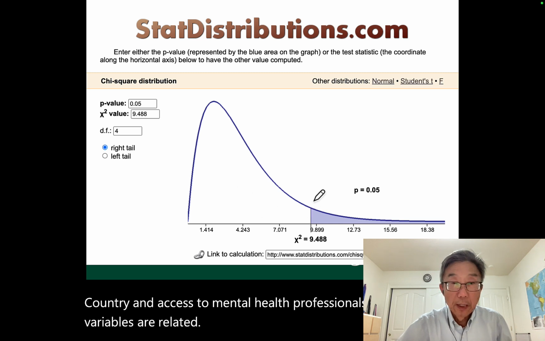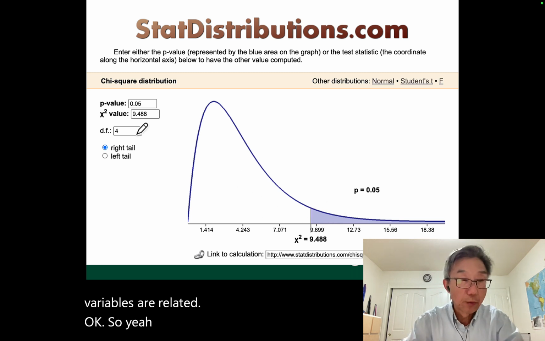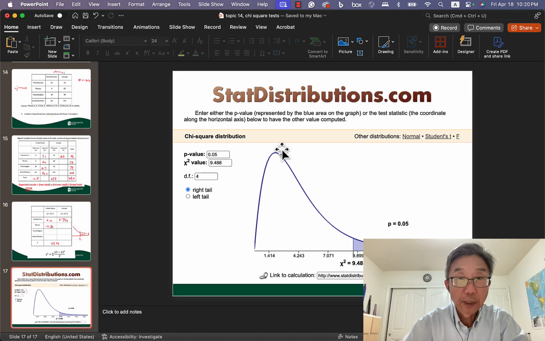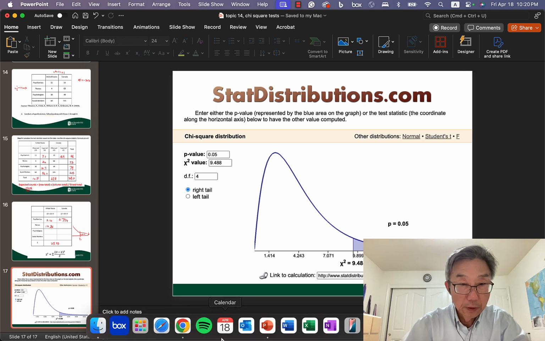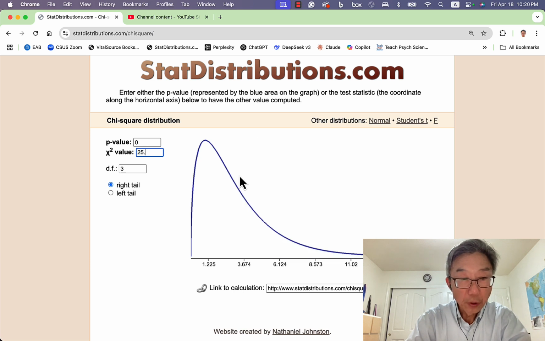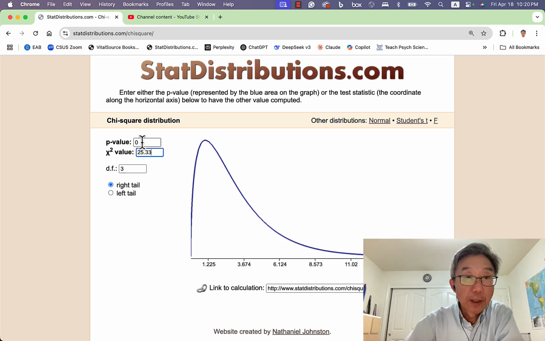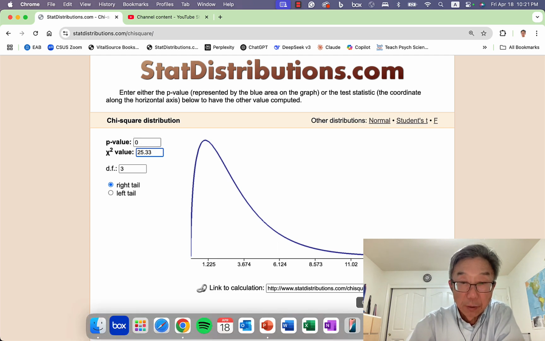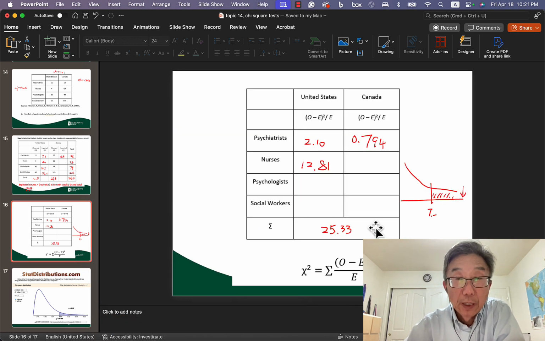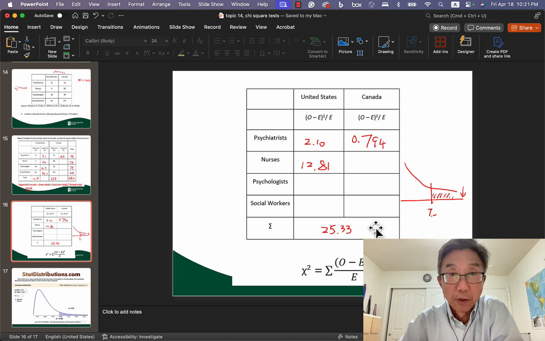Okay, so no, this is not right. We need 3 degrees of freedom. So we're going to keep that, and let's go to the website. 3, yes. So our calculated chi-square equals 25.33. So p-value equals 0. Not exactly 0, but it's less than 0.001. So in this case, we would reject the null hypothesis with p-value less than 0.001.